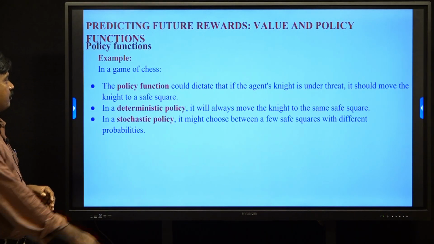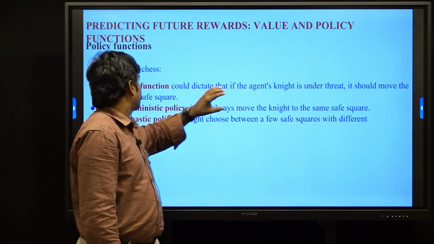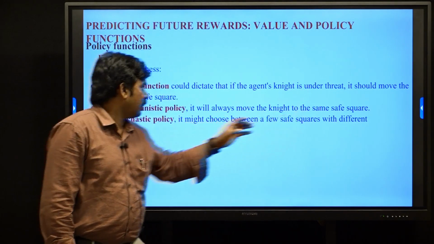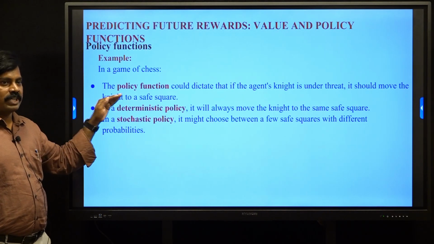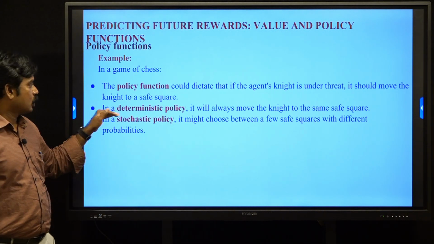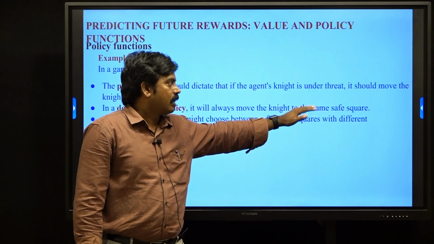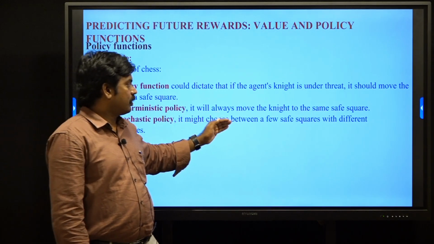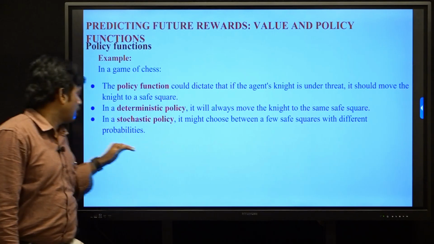Here is one more example of a policy function. In a chess game, if the agent's knight is under threat, the policy dictates that it should move the knight to a safe square. A deterministic policy has only one option; a stochastic policy has several options with different probabilities. A deterministic policy will always move the knight to the same safe square, while a stochastic policy might choose among several available safe squares with different probabilities.